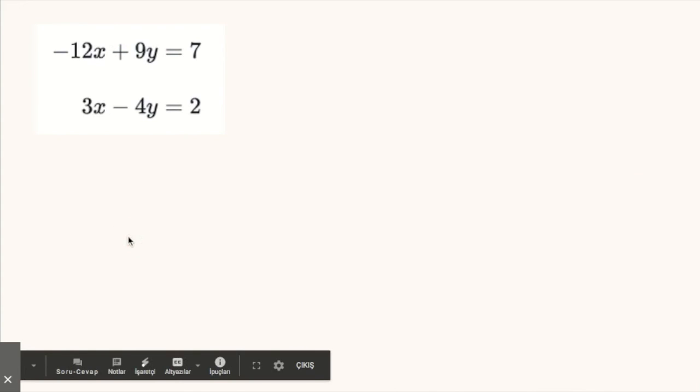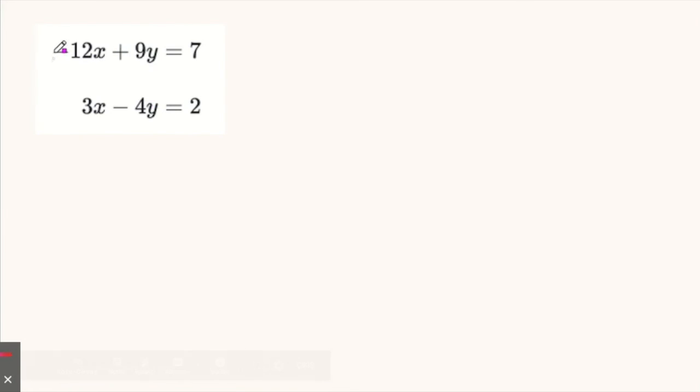All right, let's do one last example. We have negative 12x plus 9y equals 7 and 3x minus 4y equals 2. Now just to learn how to do the other way, I just want to change this to plus 4y. Let's do this question instead. Now, as you can see, we have the same number but the opposite signs. So we can just cancel these two out. We can use the elimination method.